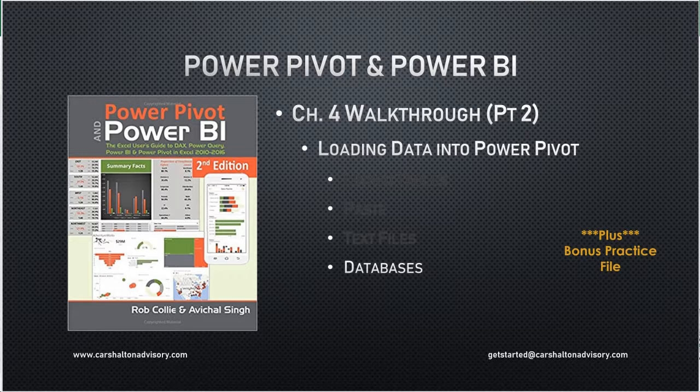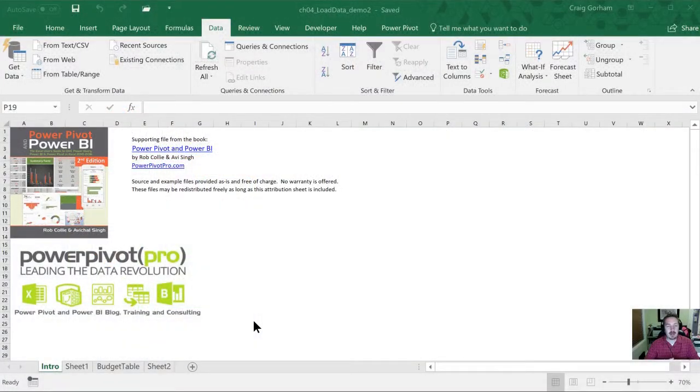Thank you for joining me here as we go through part 2 in our review of Chapter 4 from Collie and Singh's Power Pivot and Power BI Excel User's Guide. Now, as a quick point of review, in the first section of the video, we went through how to import an Excel table, a comma separated or a text file. In this case, it was a CSV style text file, as well as pasting values into our Power Pivot window. So if you missed that first video, go back and watch it right now.